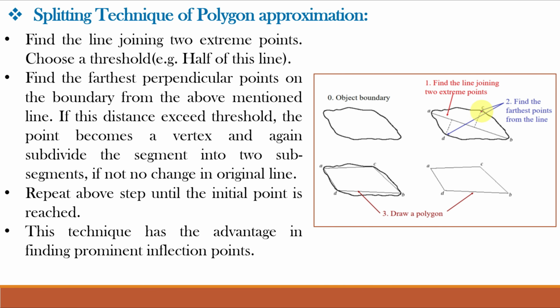So if the distance of this point C is greater than the threshold, then this will become a vertex, as well as D. If the distance exceeds the threshold, the point will become a vertex. Then we again subdivide the segment into two segments which we obtain, and again we check with the threshold, and this is repeated until the initial point is reached, and hence we find the polygon like this. This technique is advantageous as compared to the merging technique. Here the advantage is in finding the prominent inflection points, but still the more advantageous technique is MPP for polygonal approximation. Let us implement MPP in MATLAB.